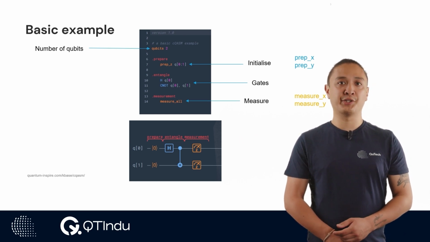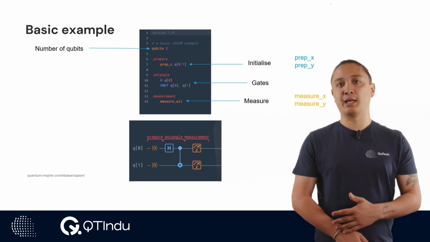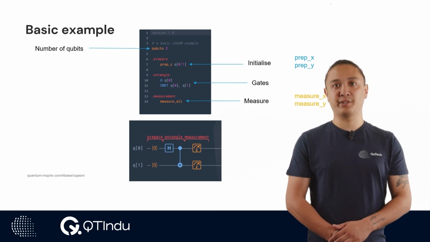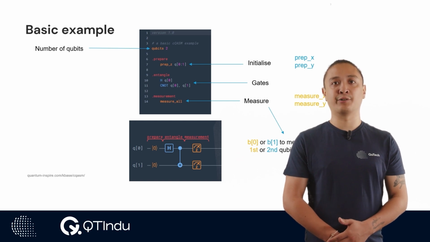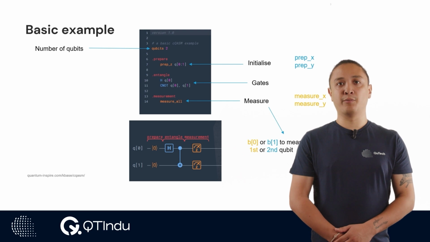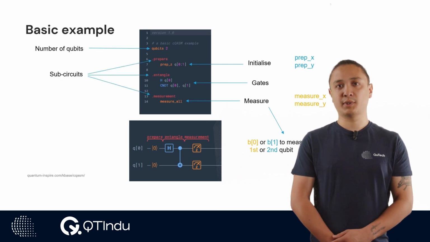However, we can also measure and initialize in a different basis by using the prep_x, prep_y, and measureX and measureY functions. In this example, we could call the B0 or B1 variables to retrieve the binary outcome of the measurement on the first and second qubits respectively. We will see an example of how to utilize the binary register in a later slide.